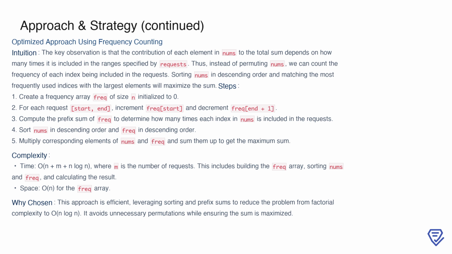Then compute the prefix sum of this array to determine how often each index is included. Once that's done, sort nums in descending order and do the same for the frequency array. By pairing the largest values in nums with the highest frequencies, we maximize the sum.